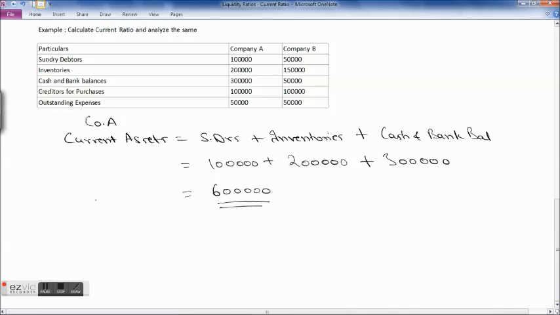Okay, now company B, let's see, sundry debtors is 50,000 plus inventories is 1,50,000 plus cash and bank balance is 50,000. So how much does that come to? 1,50,000 plus 50,000, 2 lakh, 2,50,000. Correct? Now let's calculate current liabilities.